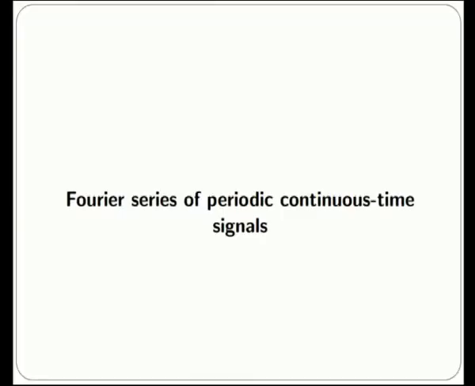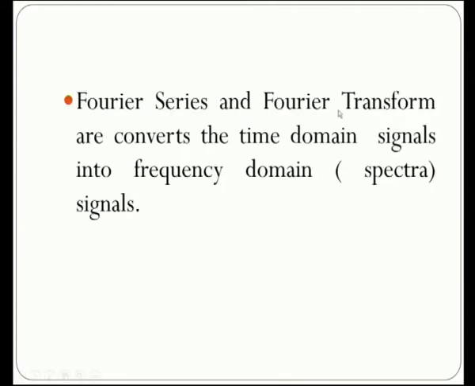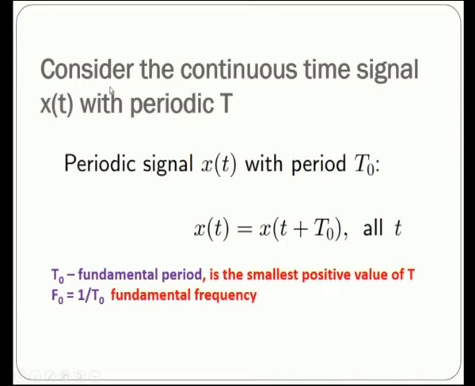Fourier series of periodic continuous time signals. The Fourier series and the Fourier transform convert the time domain signals into frequency domain signals. The frequency domain signal is also called the frequency spectrum or spectra. So, let me consider the continuous time signal x of t with period T, that is, we are expecting the signal to be a periodic signal with period represented as T.